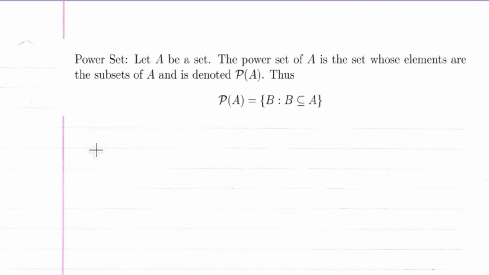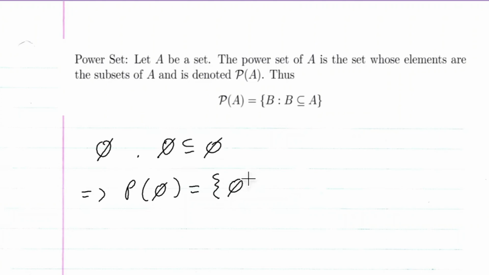So let's go ahead and do some examples. Let's look at the empty set. Well, we know that the empty set is a subset of itself, because the empty set is a subset of any set, including itself. So this means that the power set of the empty set is going to be the set containing the empty set, because we know the empty set is a subset of the empty set. So that B here is going to be the empty set.